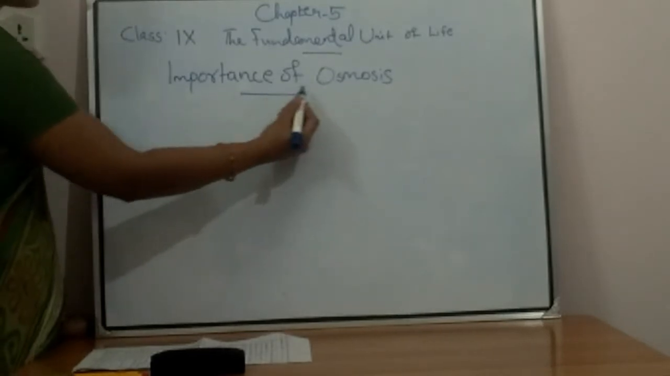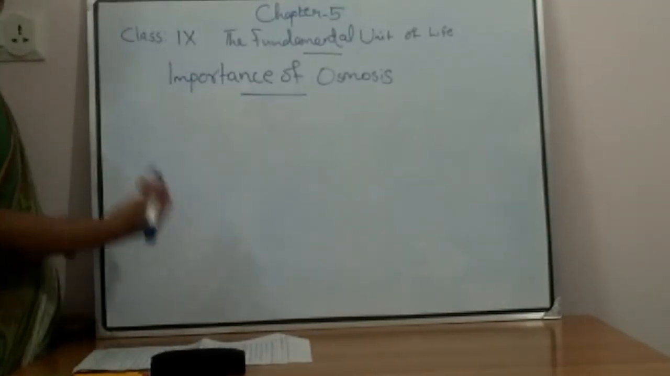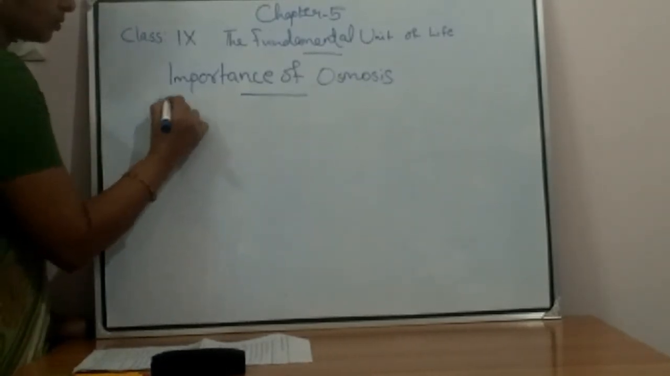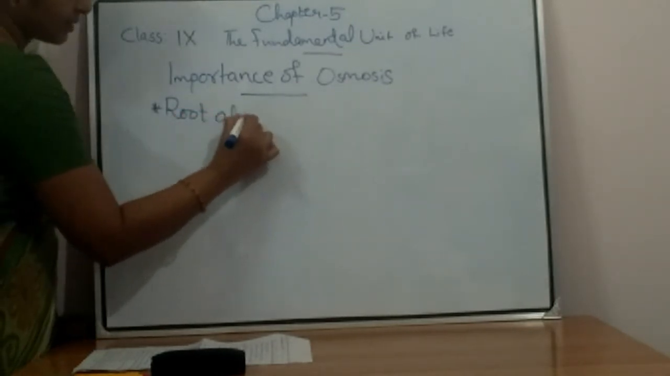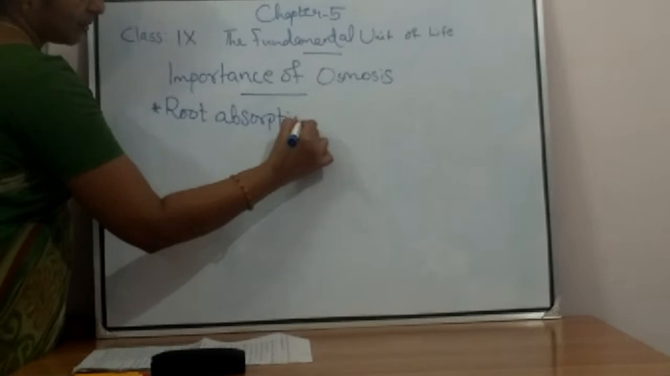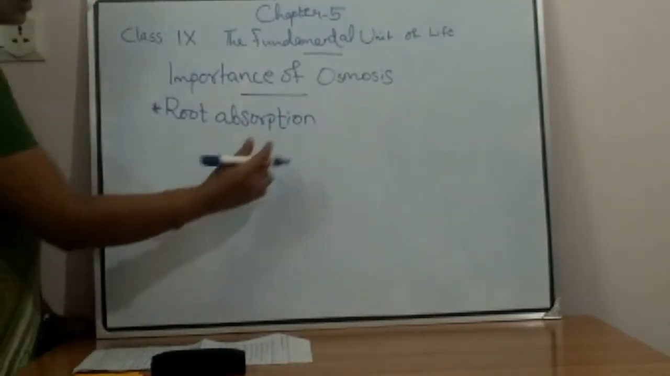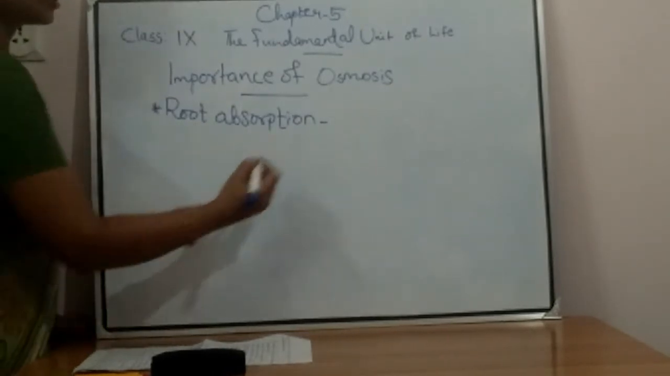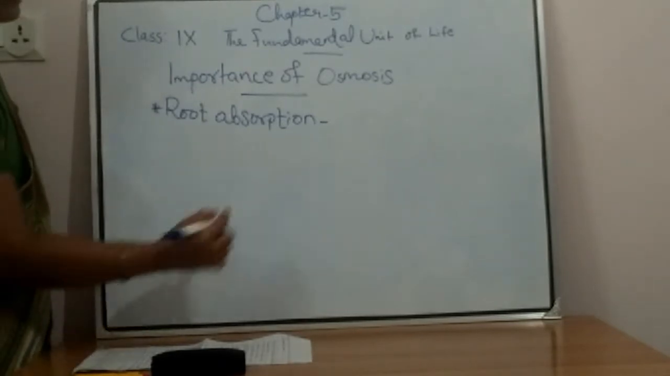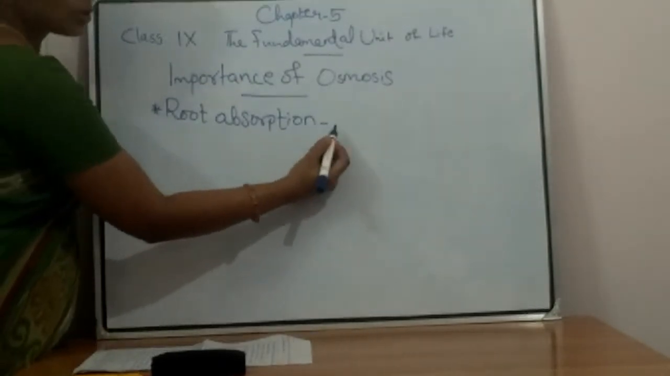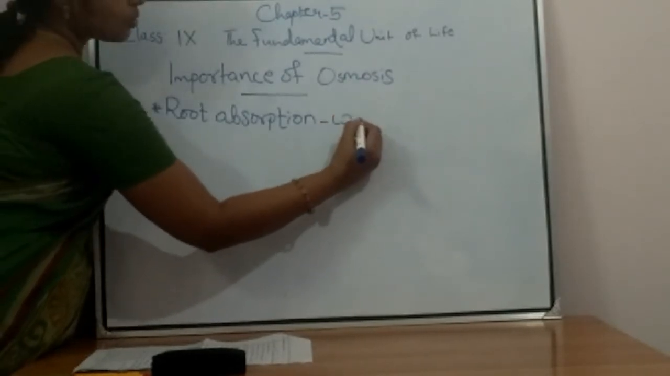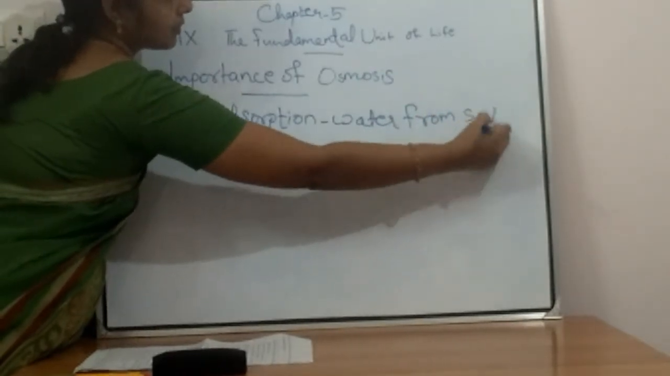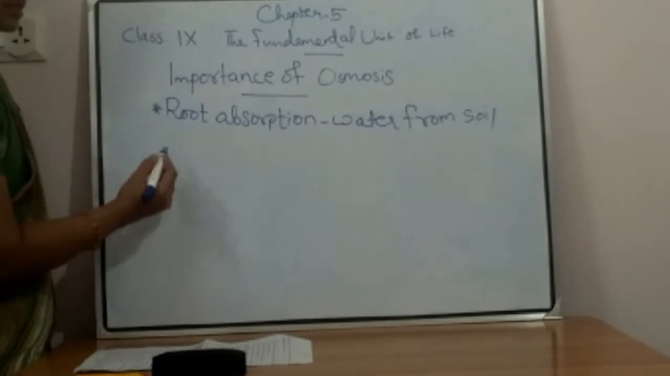Next is the importance of osmosis. So what is the use of osmosis for plants and animals? The first one is root absorption. Roots absorb water from soil through the process of osmosis. You know that plants are getting water from where? From soil. So roots absorb water from soil by osmosis. That is the first one.